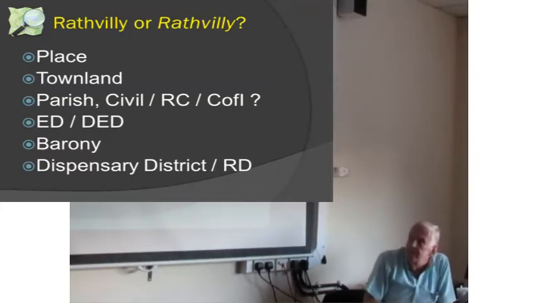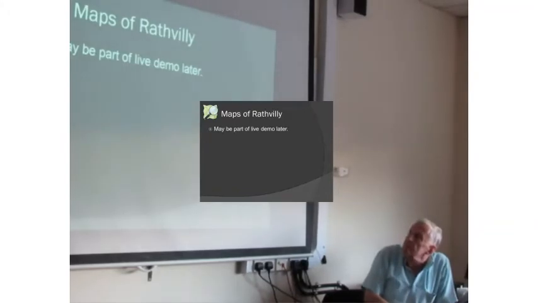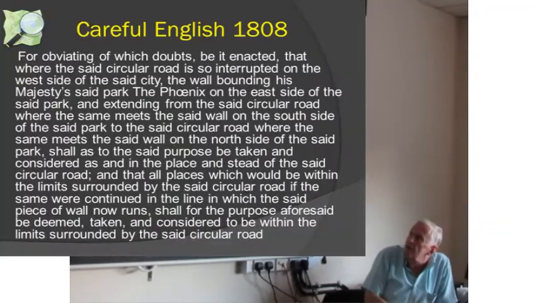Or is it in fact the electoral district? Or maybe even the barony? There's a Rathvilly for each of those, and they all overlap and reach out from one another. So you'd want to be sure which Rathvilly you were told about. Just being told Rathvilly, Carlow isn't enough. There's also a dispensary district, the registrar's district, called Rathvilly. And if the Wi-Fi holds up, I'll show you that on the map later.